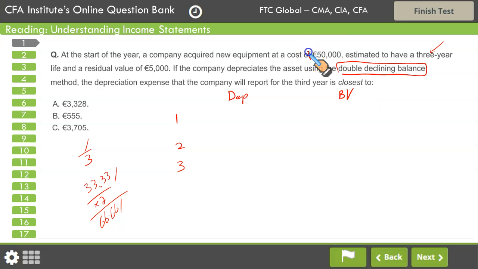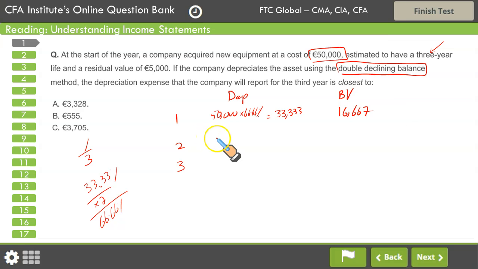Since the original cost is 50,000 euros, the first year depreciation would be 50,000 multiplied by 66.67%. It will give you 33,333. If this is the first year depreciation, then what will be the book value at the end of the first year? Of course, original cost less the depreciation charge in the first year is going to be 16,667. Right? Now we can just proceed with the next year.